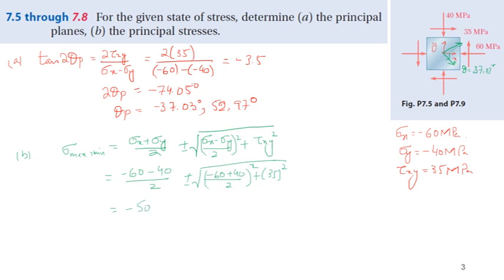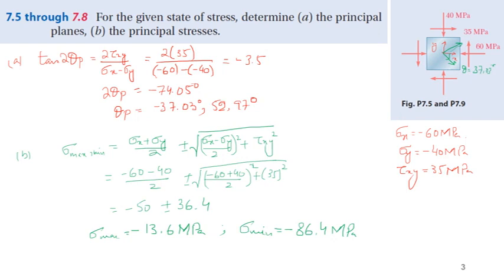So minus 50 plus minus, we calculate 36.4. Now sigma max will be minus 13.6 megapascal, and sigma minimum will be minus 86.4 megapascal. So you can calculate the maximum and minimum principal stresses, and those principal stresses will be along the principal planes.